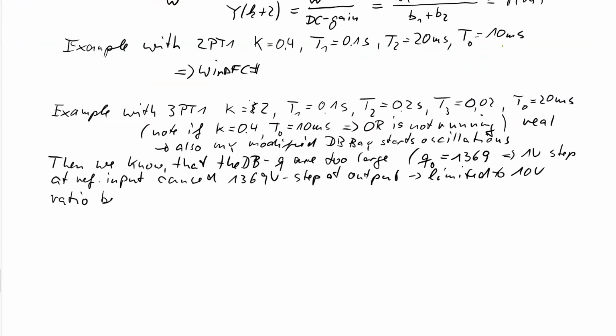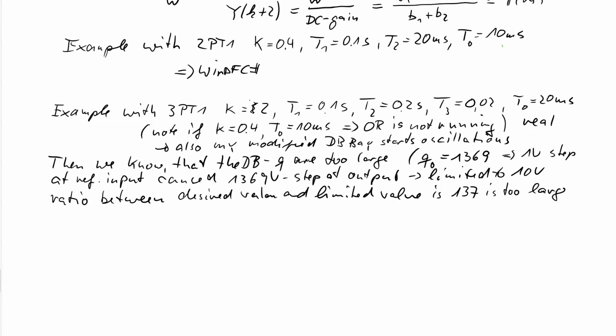The ratio between the desired value and the limited value is 137. Is too large. Then, trick.